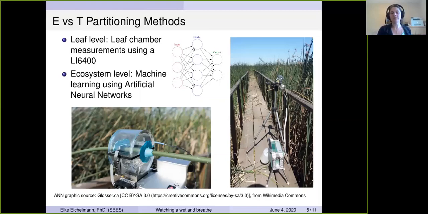And so we used a method called eddy covariance to get ecosystem level evapotranspiration measurements. So that's the total water loss from the system. And then I was pioneering and developing this tool where we use machine learning to then separate out the evaporation and the transpiration component for these wetlands.